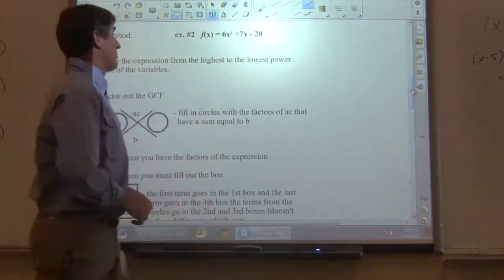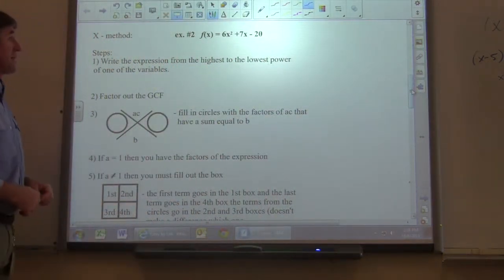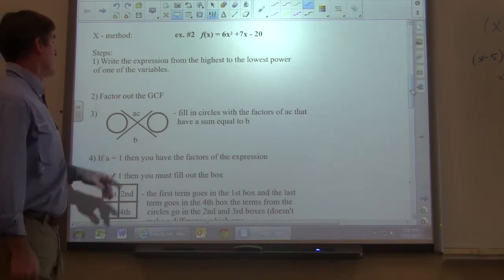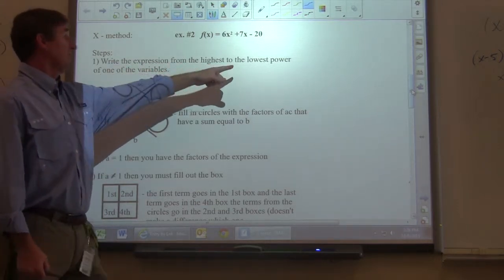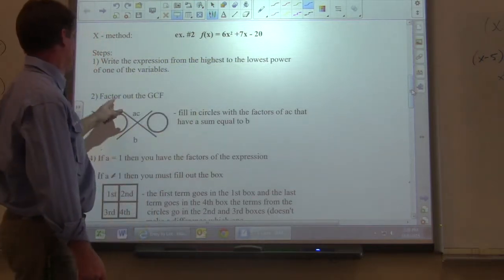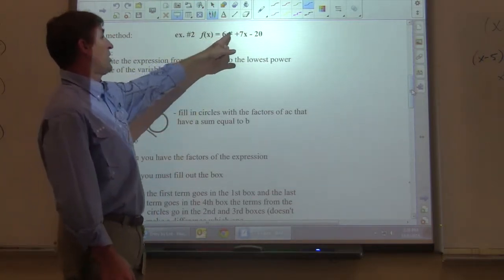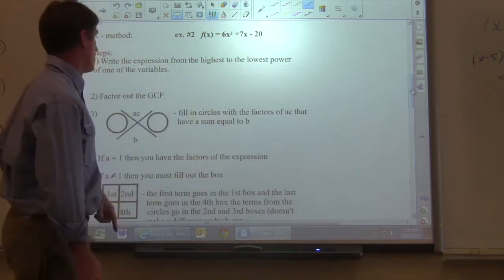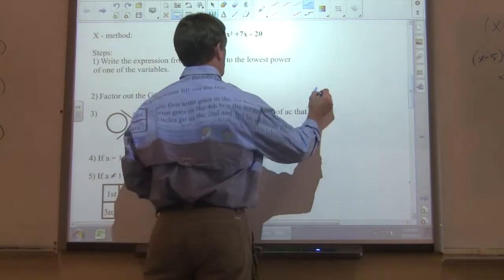So let's go back and do the problem you need to do for the half sheet. So we're going to do this problem here. 6x squared plus 7x minus 20. So, is it highest to lowest power? X squared, x, constant. Yes. Is there a greatest common factor? No number is going into 6, 7, and 20. So we're going to be, right now, working with this problem.